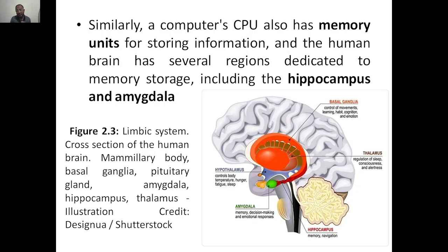and cognition and emotions. These all are controlled by the basal ganglia. Next we have the thalamus. The thalamus is specifically responsible for the regulation of sleep. Whenever you are sleeping, you might wake up in between and sometimes lose sleep. That may be because of some issues in the thalamus, and you can experience sleep disorders or something like that.